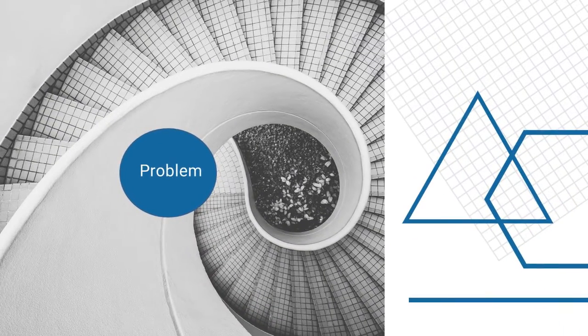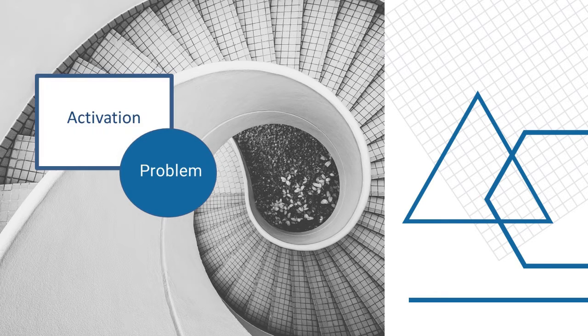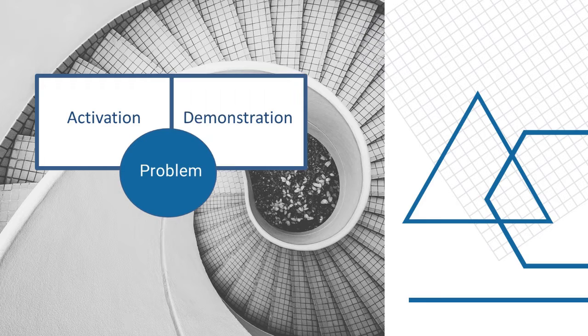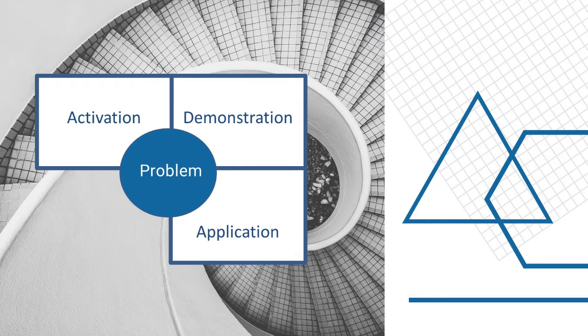Now, one important note to make about Merrill's model is that essentially it is a 4-phase cycle, and this cycle is triggered by a real-world problem. In other words, it is the problem that initiates the 4 phases of instruction, which moves from activation to demonstration to application and finally to integration.